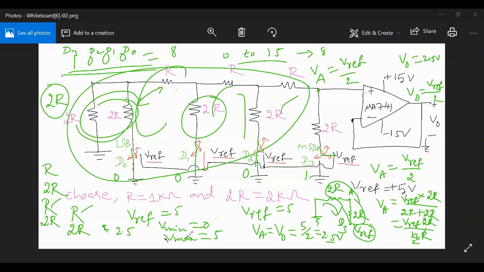So input combination 0 is the minimum input and 1, 1, 1, 1, that is 15, is the maximum input. Between these two, the middle value in case of inputs is 8. So for the middle input value 8, we are getting the middle output value 2.5 between 0 and 5. So it is ensuring that the output you have got is correct.